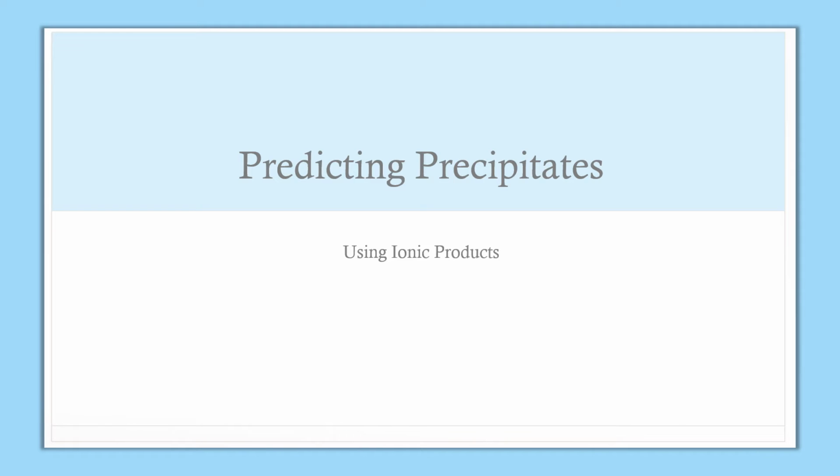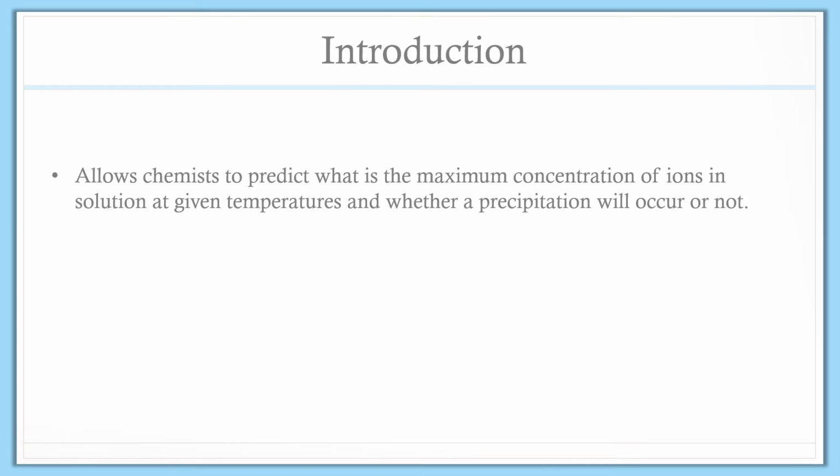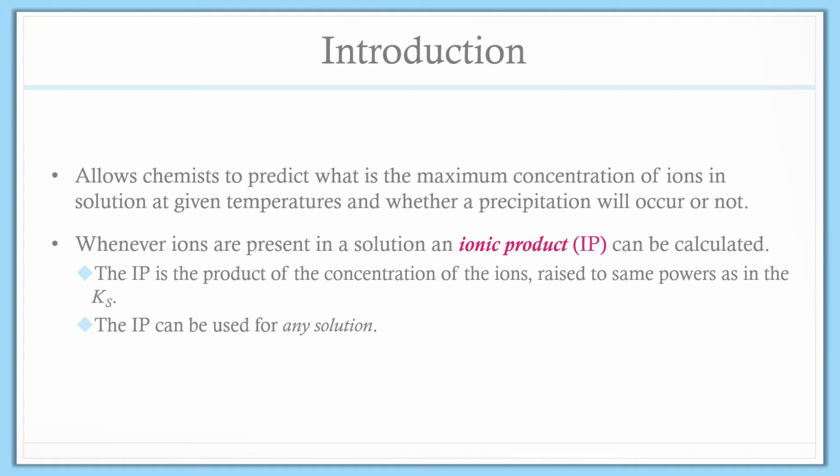Ionic product is very similar to solubility product, but it has some important differences that I'm going to get into shortly. The first thing to know is that the ionic product helps us to predict the maximum concentration of ions in solution at a given temperature and whether precipitation will occur or not. So basically, we're predicting what's going to happen with a given solution. Will we get a precipitate? Will we not? And at what temperatures will various things happen?